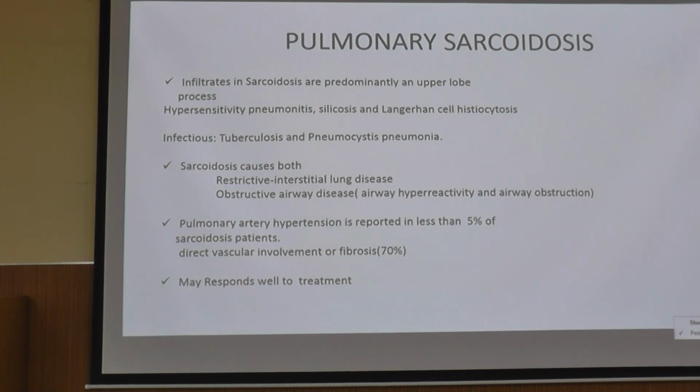Now another important aspect is development of pulmonary hypertension. It's seen in less than 5%. It's mostly because of direct vascular involvement. But an interesting thing is the reversible pulmonary hypertension. In the reversible pulmonary hypertension, with the treatment they are going to respond very well.